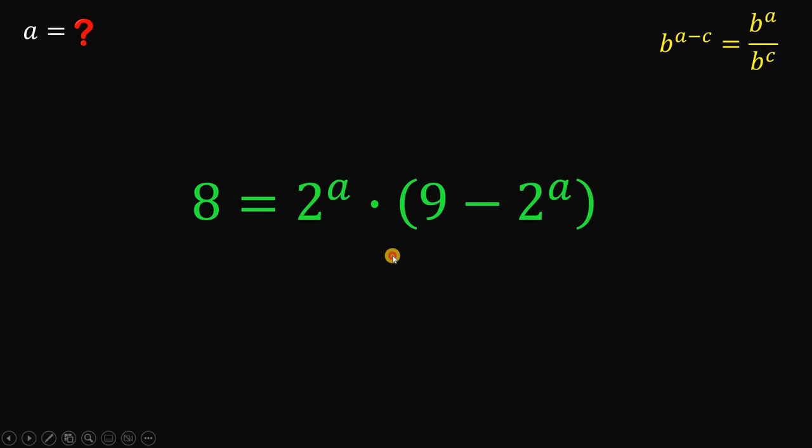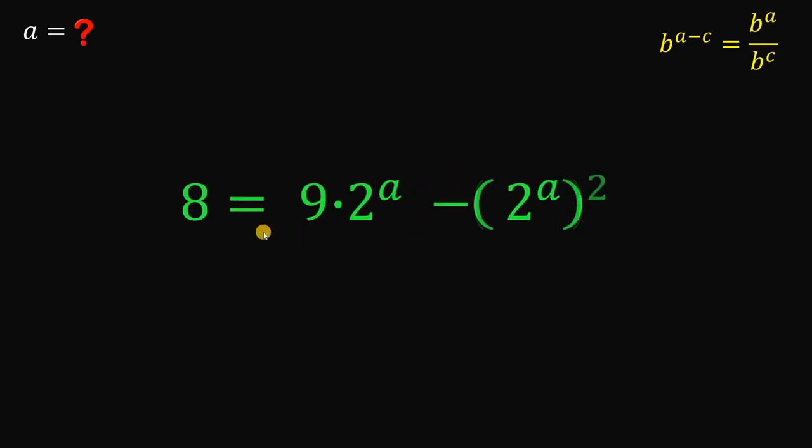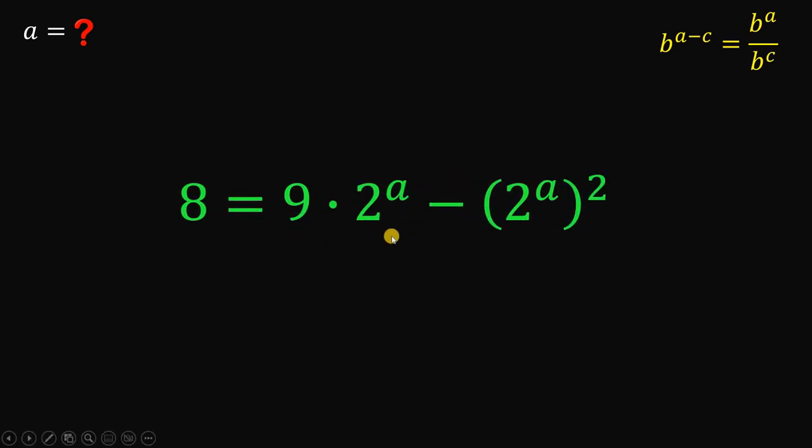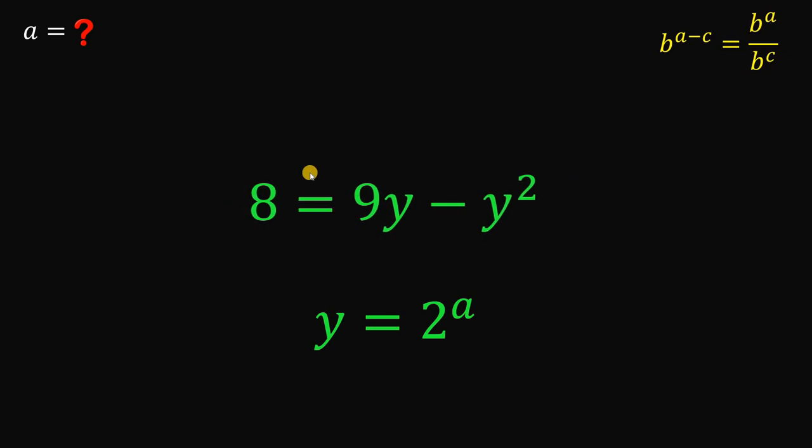Next, let's distribute this 2 raised to a. So on the right side, we have 9 times 2 raised to a minus 2 raised to a quantity squared. Now, since we have two similar terms, what we're going to do is replace this with another variable, and let's call this y. So, all 2 raised to a becomes y. Now, as you can see, from a logarithmic equation to an exponential equation, now we have a quadratic equation. So, let's solve for the value of y.